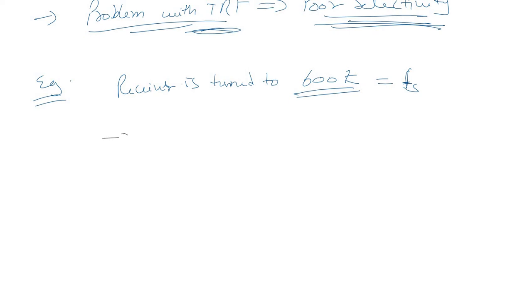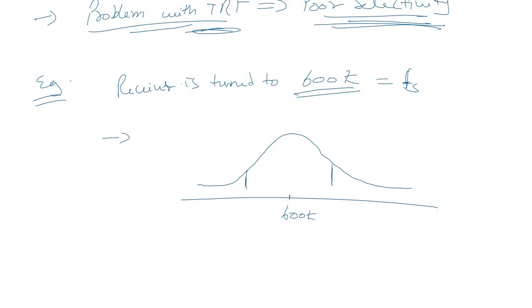So we assume that the characteristic of the tuned amplifier should be such that it should peak at 600K, and let's say the bandwidth required is 10K. The signal is contained in the bandwidth of 10 kilohertz. Okay, so bandwidth is assumed to be 10 kilohertz.